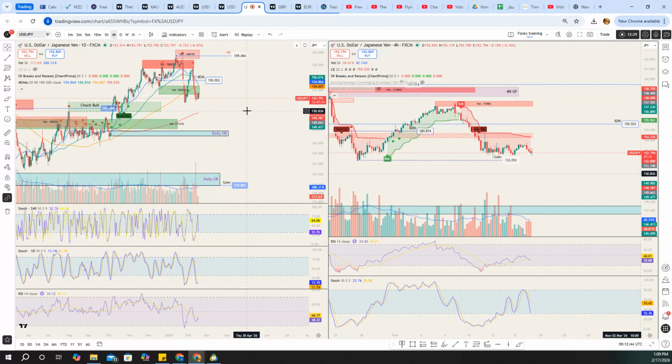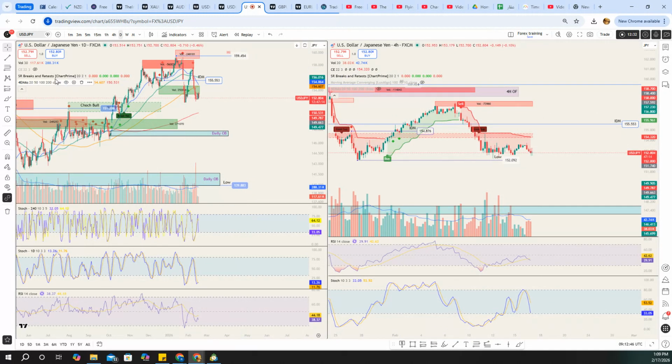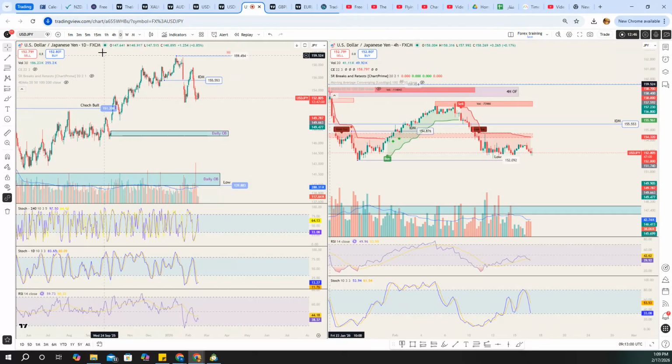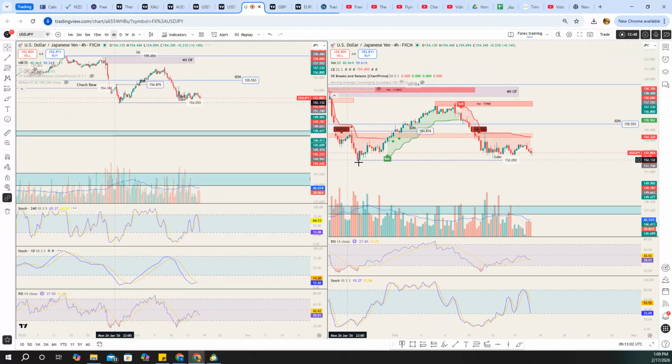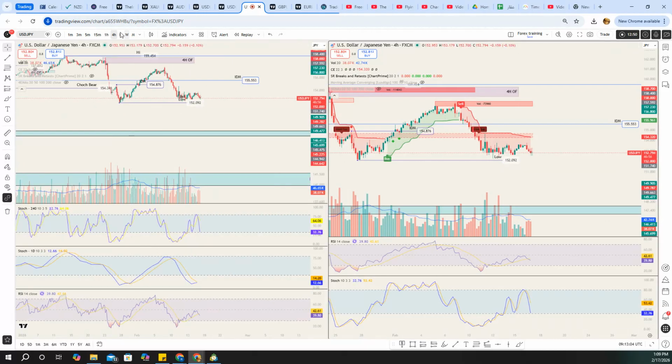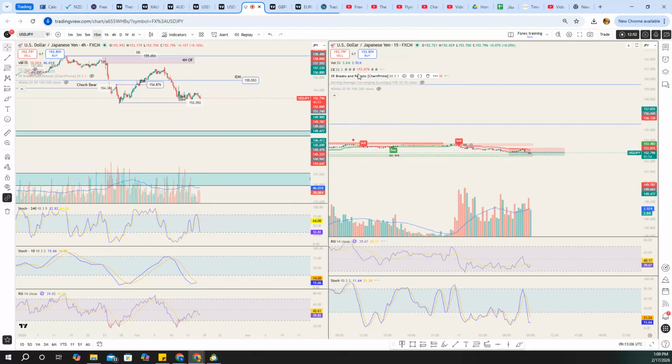So this is the 4 hour and the daily. We are all within our plan until now. So let's move on. Let's close all these to make it a clean chart, and let's make this the 4 hour, and this is the 15.